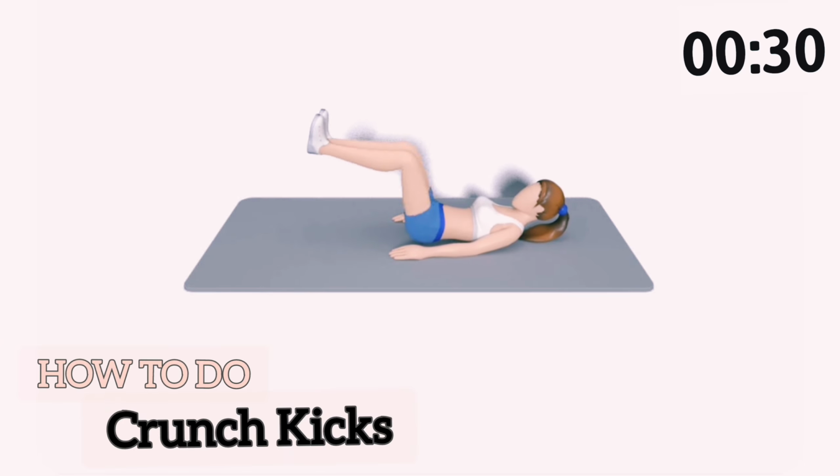Crunch kicks, 30-second duration. Lie on your back with your arms at your sides and shoulders slightly lifted. Raise your legs off the floor. Bend your knees and pull them toward your chest. Kick your feet forward and repeat it.